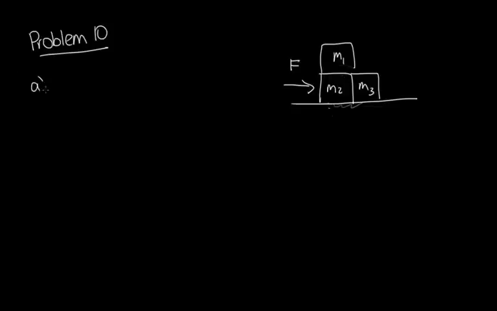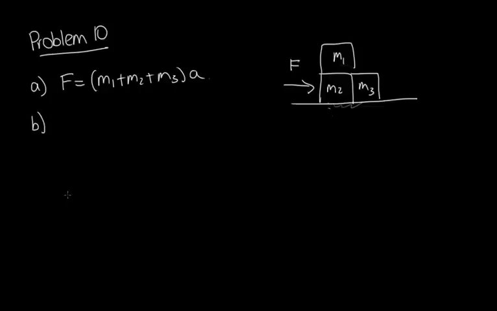So part A, we're asked to write an expression relating the acceleration and masses to the force in the diagram. So we can just use Newton's second law. We know that force is equal to the mass times the acceleration. The mass in this case consists of these three masses. This force is pushing all three of these masses. So we've got M1 plus M2 plus M3 times the acceleration. So that's our answer for A.